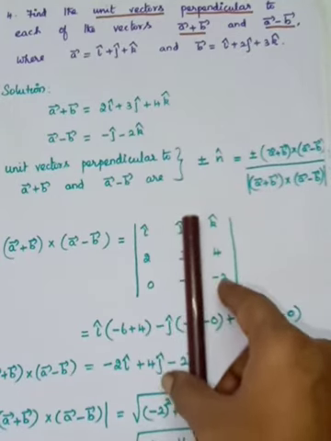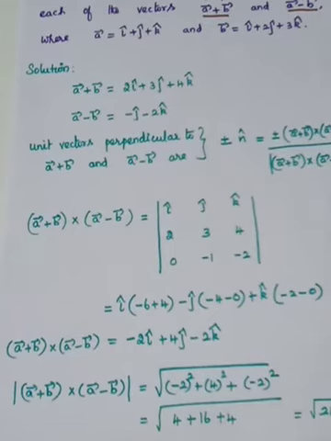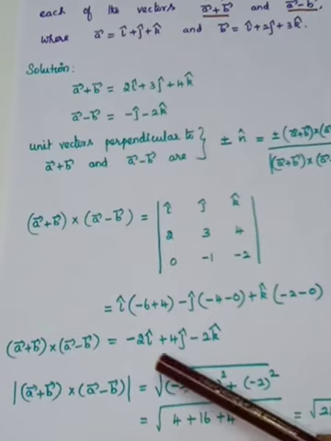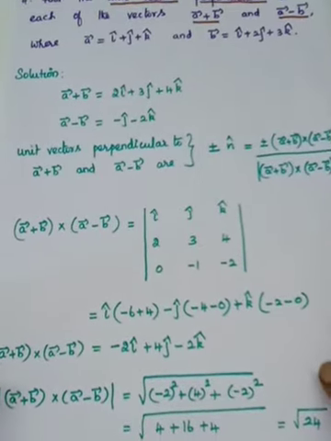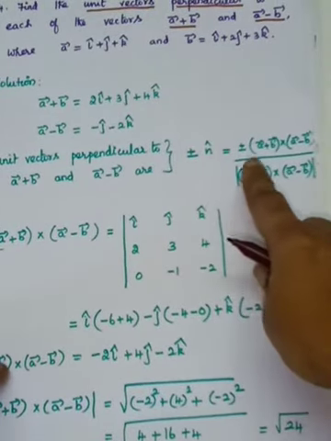What we have found? We have found the numerator. What is in the denominator? The magnitude of the numerator. So magnitude means what you have to write? Magnitude is a square root of x squared plus y squared plus z squared. What is x? It is minus 2. That is the coefficient of i cap. Minus 2 the whole square plus 4 the whole square plus minus 2 the whole square. So it is 4 plus 16 plus 4. That is equal to square root of 24. So you have to substitute in this formula.